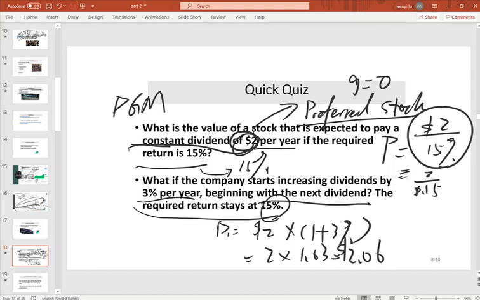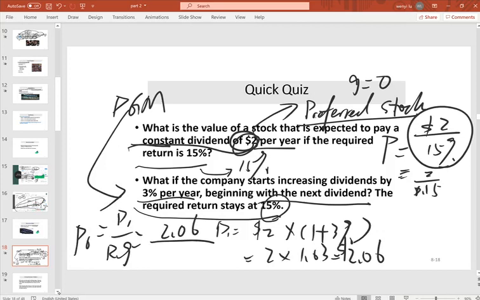That's D1. Our DGM formula is P0 equals D1 over R minus g. D1 equals 2.06, required rate of return 15% minus growth rate 3%, so our answer is 2.06 over 12%. That's the stock price you're willing to pay, based on dividends growing at a fixed rate of 3% per year.